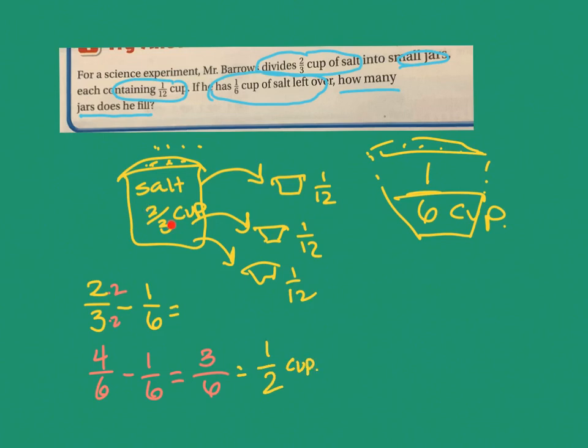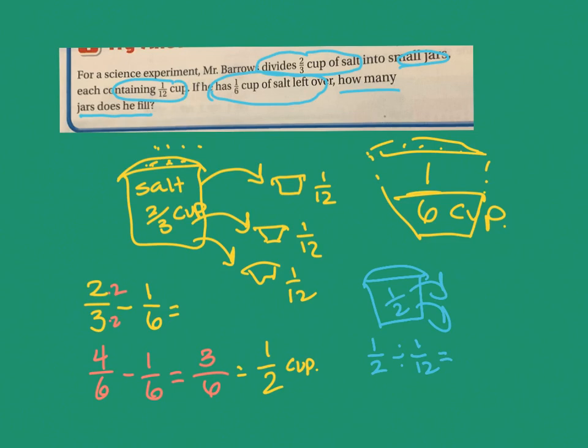1/2 cup is what was used. So he started with 2/3 cup. There was 1/6 left, so I subtracted them to find out 1/2 cup was what was used into those little tiny jars. I know now that 1/2 cup was used and split out into little tiny jars. Split out evenly is division, so I'm doing 1/2 divided by 1/12 because it's split into 1/12 size containers.